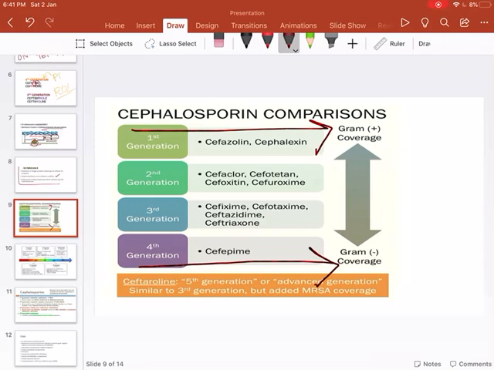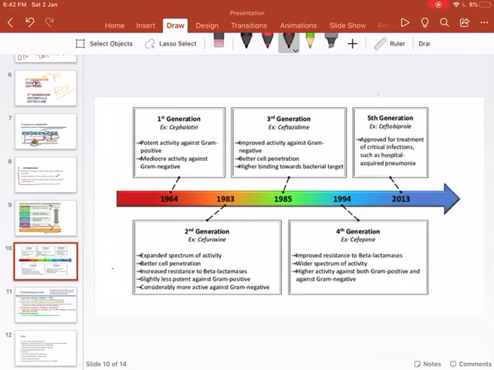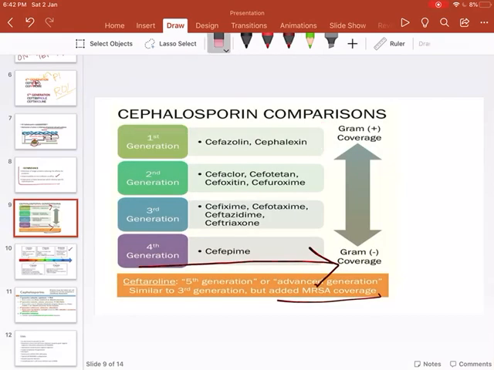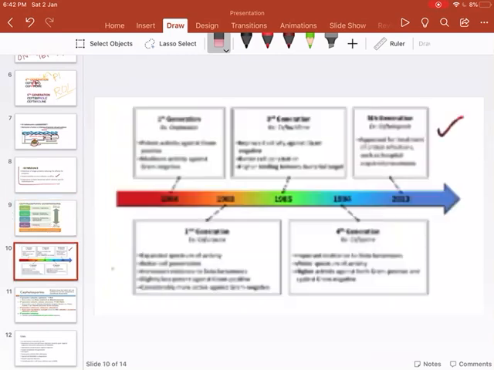So one thing we have to remember here is 5th generation cephalosporins are advanced generation which are more effective against MRSA strains. MRSA means methicillin resistant Staphylococcus aureus. They are also effective against community acquired and hospital acquired pneumonia. So here there is one more table showing different characteristics and actions of cephalosporins. You could take a screenshot of these things if you want.